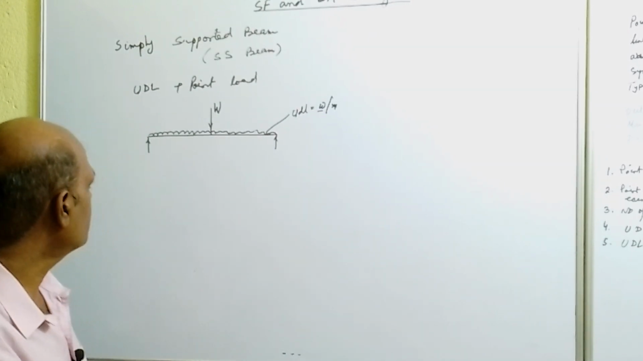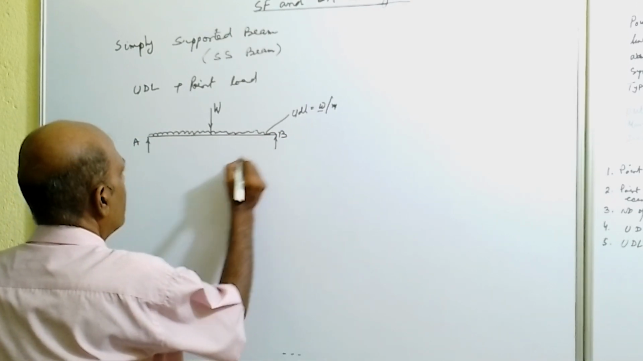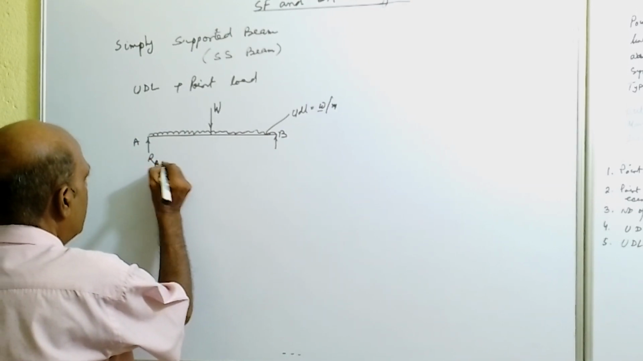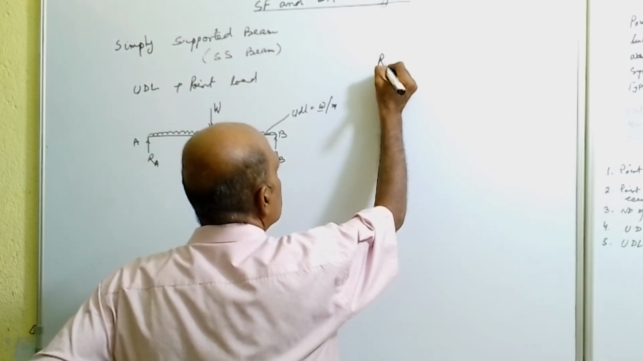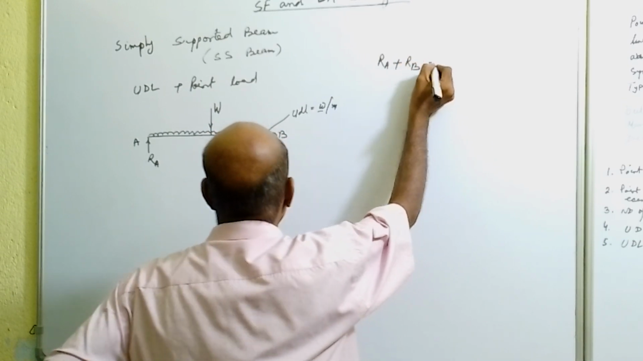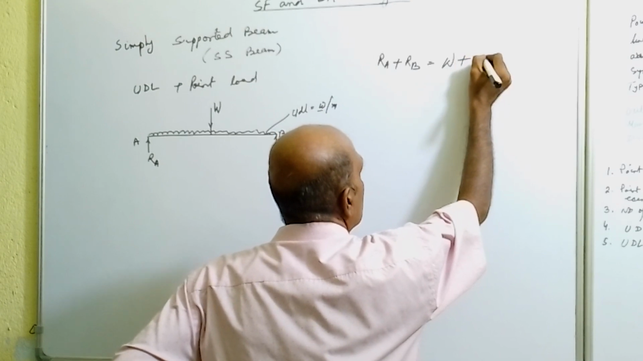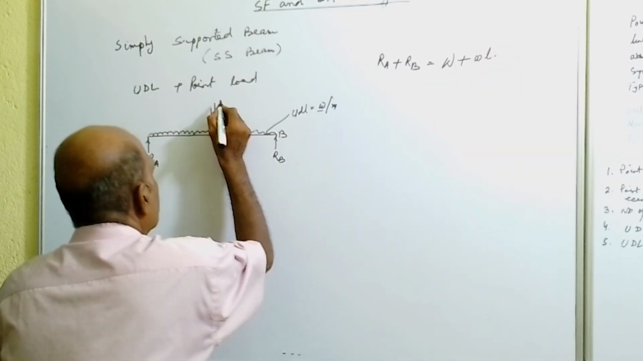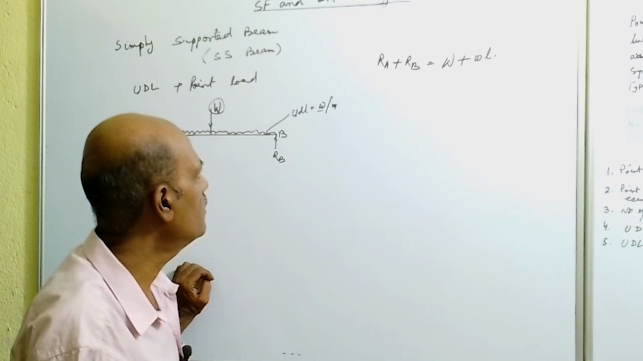Now for the solution of this problem, say reaction developed at support A is RA, and at support B is RB. So from this we can write RA plus RB will be equal to capital W point load plus small w into L, and we have considered this one as a central load. Okay, W plus w into L.